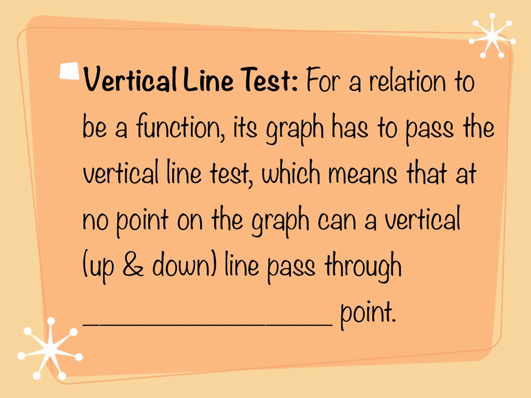The vertical line test. For a relation to be a function, its graph has to pass the vertical line test, which means that at no point on the graph can a vertical or up and down line pass through more than one point. You're going to want to use the vertical line test when you're given graphs of functions. Otherwise, a mapping diagram or relation diagram, like in the last example, will probably be your fastest way to determine if a relation is a function or not, just because you won't have to graph all of the points and then do the vertical line test. That can take a while, depending on the numbers and depending on how many points you would have to plot.